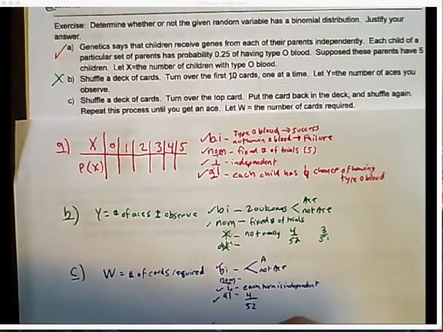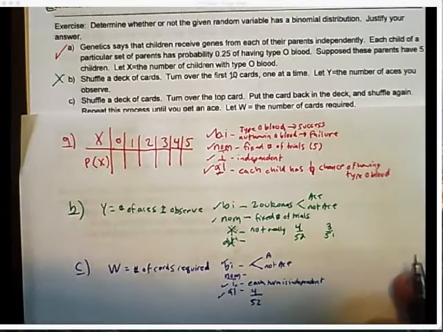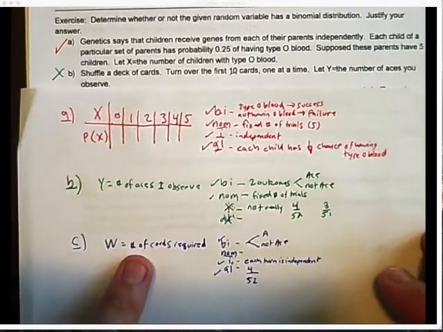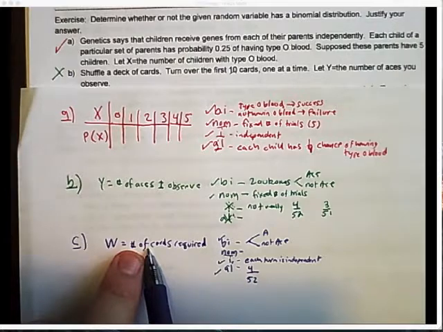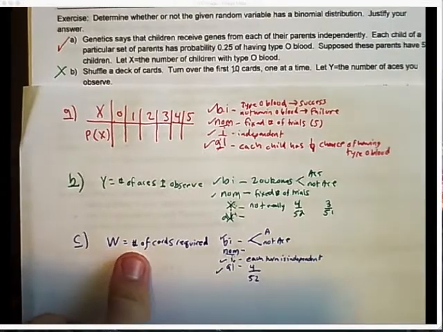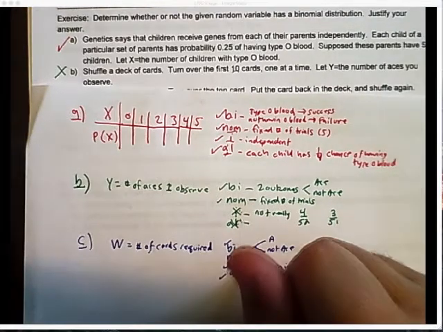This is the hard one to think about. Is there a fixed number of trials? Well, not really, because here I'm not drawing just 10 cards. The number of cards required, I mean, I could do this a million times. I could shuffle a deck, draw the top card, not get an ace. It could take me a long, long time. There's no fixed number of trials.